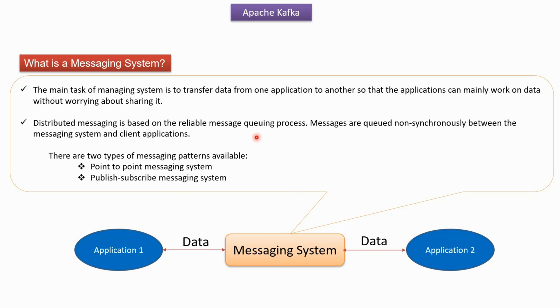Distributed messaging is based on a reliable message queuing process, and messages are queued asynchronously between the messaging system and the client applications. There are two types of messaging patterns available. The first one is the point-to-point messaging system, and the second one is the publish-subscribe messaging system.